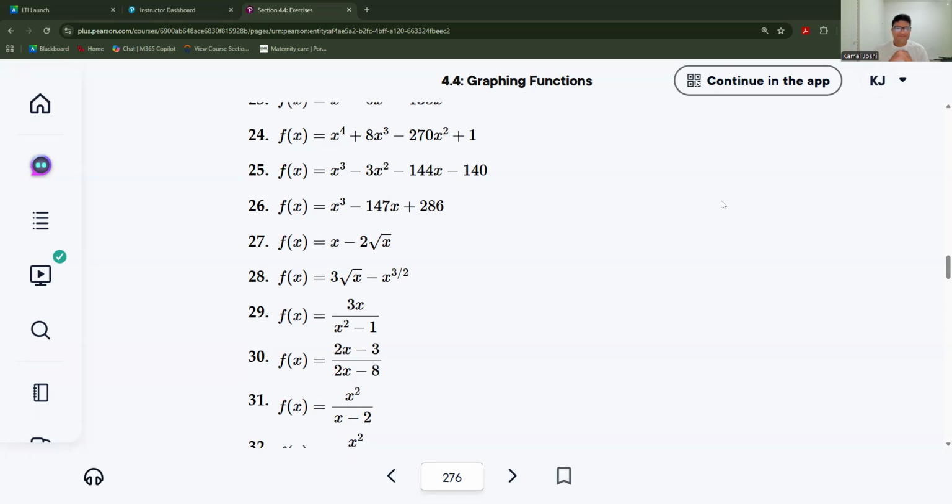Hello students. In this video, I will discuss the techniques of graphing or sketching the graph of some functions, and I will try to take some examples in which I can cover the different concepts that we need to take care when graphing a function. Okay, let me begin. I will begin with number 24.